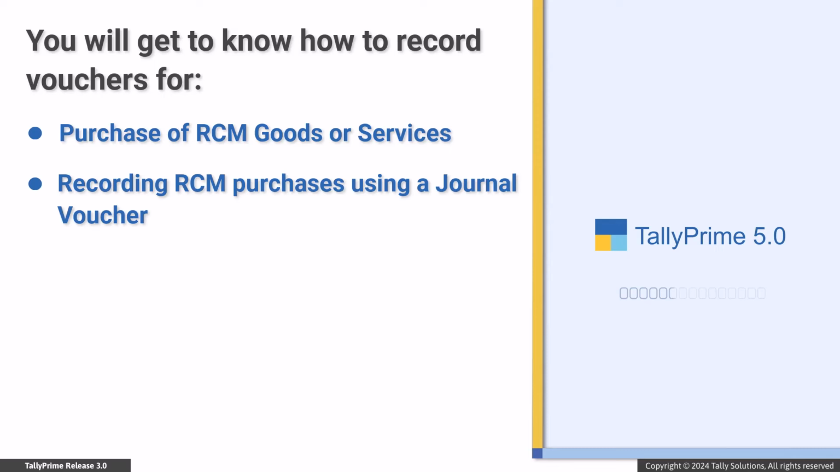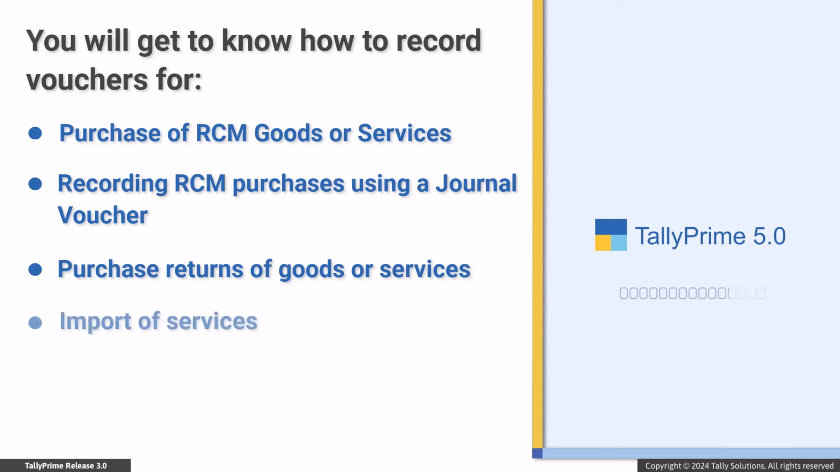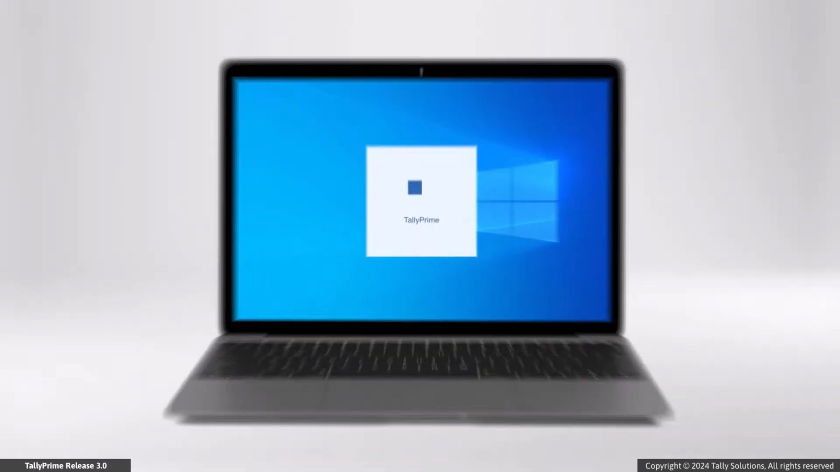If you follow the system of recording journal vouchers to raise the tax liability, then you will get to know how to do so. Moreover, if you have returned goods or cancelled a service order, then you can record a debit note for purchase returns too. Apart from that, when you import services, you need to pay GST for the transaction under RCM. This video will take you through the entire process of recording vouchers under RCM.